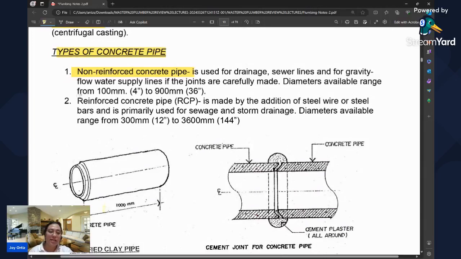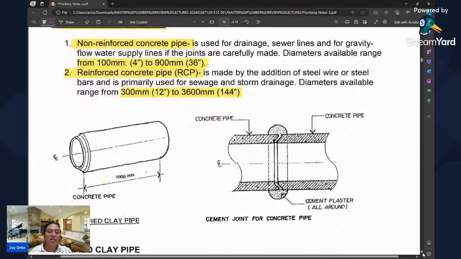We have also the reinforced concrete pipe, which is the RCP. Ito po yun, RCP po. Reinforced concrete pipe is made by the addition of steel wire or steel bars and is primarily used for sewage and storm drainage. Pag sinabi natin sewage and storm, pag storm drainage, that is for the rainwater, usually ganun. Tapos, sewage, mga sewage treatment plant. The diameters are 300 millimeter, which is 12 inches, to 3,600 millimeter, or 142.4 inches. Here's the concrete pipe.